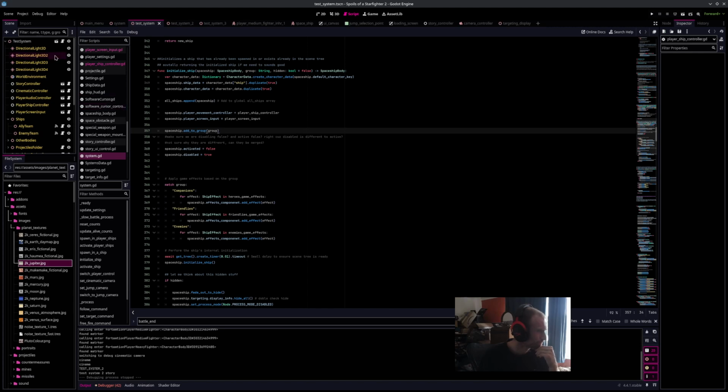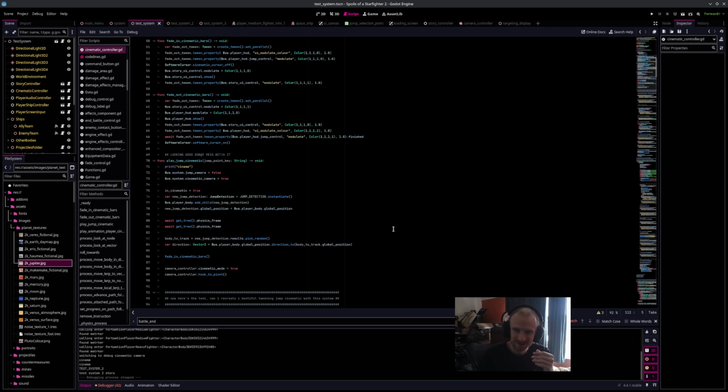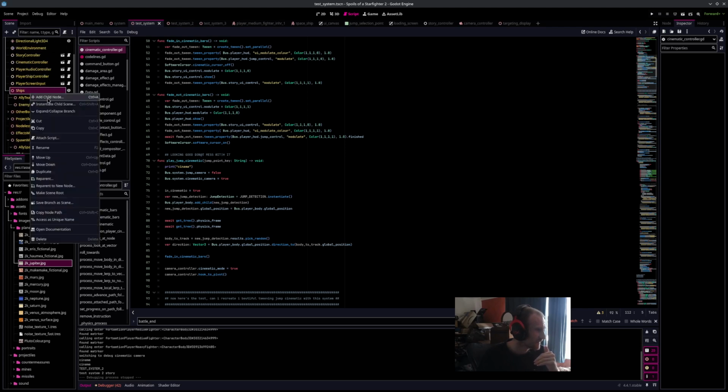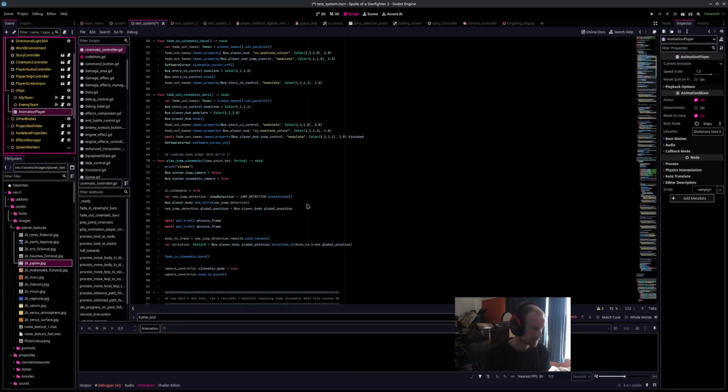And then let's talk about the cinematic controller, which I'm kind of proud of. The solution. I got the idea from the animation player. So the animation player, I can add an animation player. I was thinking about how this might work under the hood. And I was thinking about this.